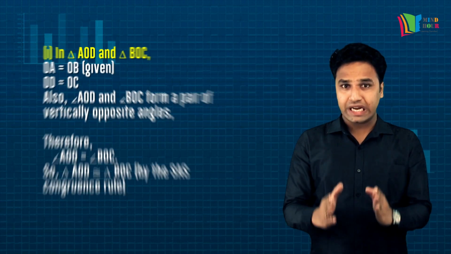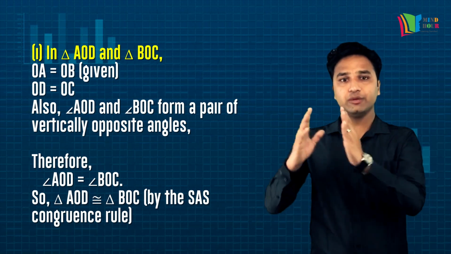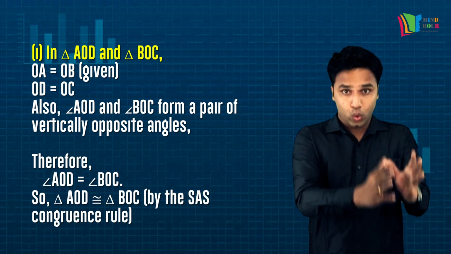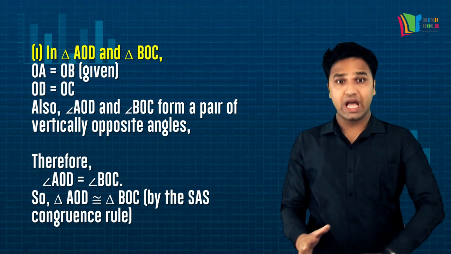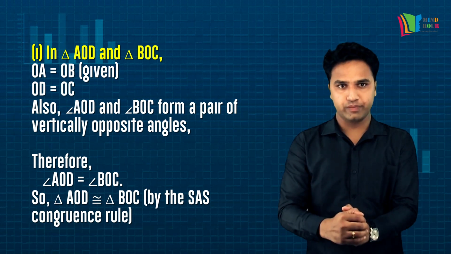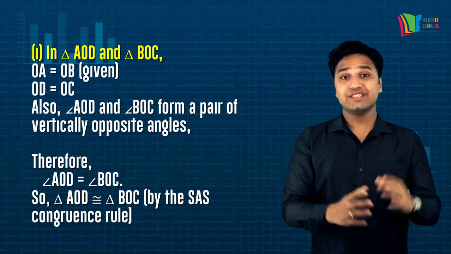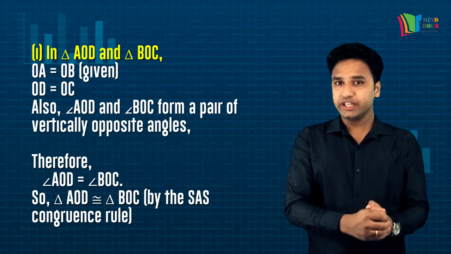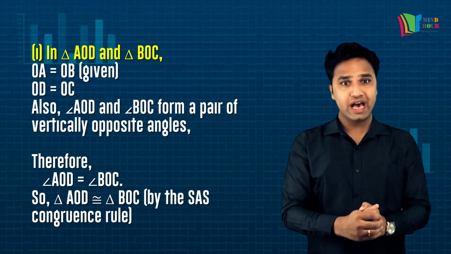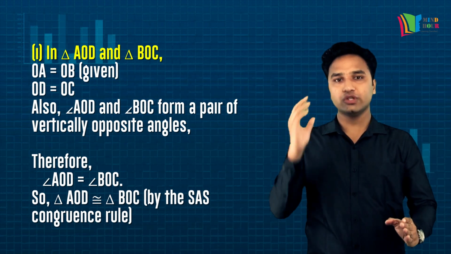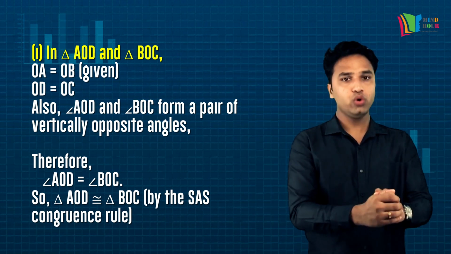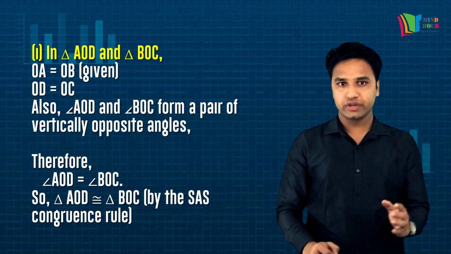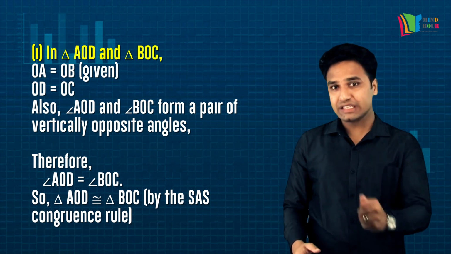You may observe that in triangle AOD and triangle BOC, it is given that OA is equal to OB and OD is equal to OC. Also, since angle AOD and angle BOC form a pair of vertically opposite angles, we have angle AOD is equal to angle BOC. So, triangle AOD is congruent to triangle BOC by the SAS congruence rule.